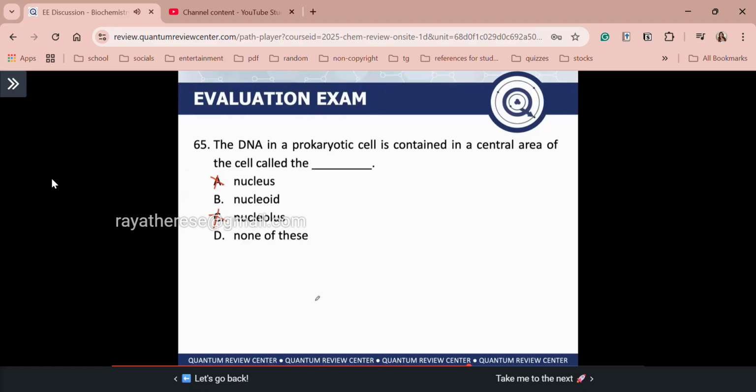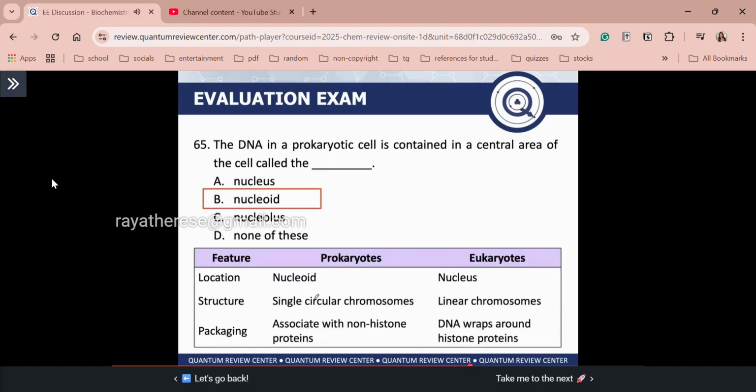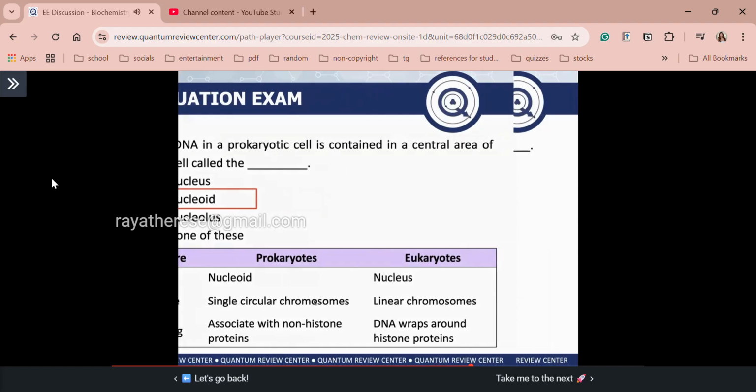No po. Again, wala siyang true nucleus but it has your nucleoid in its cytosol. Okay? So again, class, remember our discussion in DNA organization for prokaryotic cell, it's stored in your nucleoid. Okay, so class, let's proceed with our item number 66.